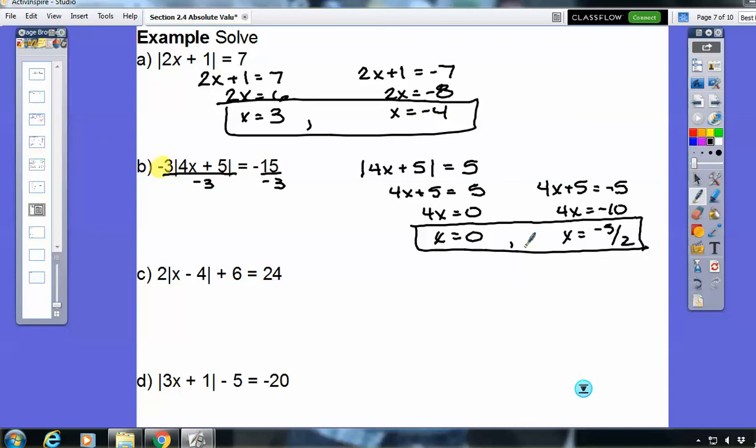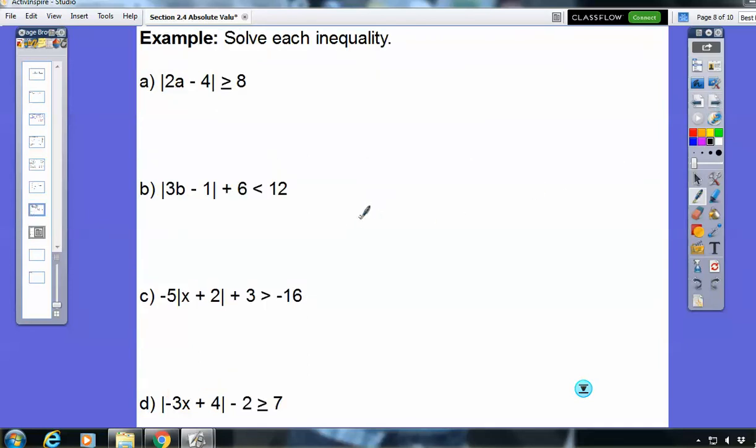Are we doing okay with these? Do we need more? You understand it after 2 examples? Okay. Let's talk about some inequalities.